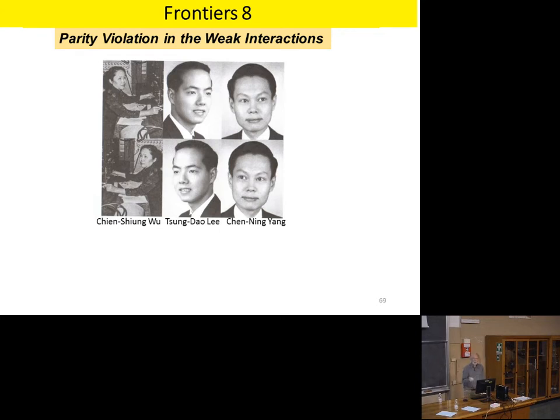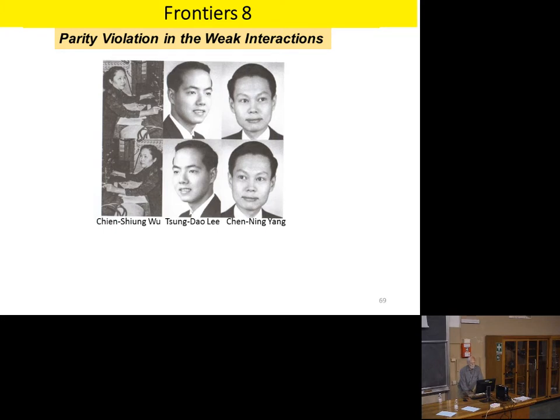I think Yang, who's shown here, is now 97 or something, 90. He happens to have a wife that's 30 or so, but he's 97. And T.D. Li is still alive but ill, and Wu has died in the meantime.